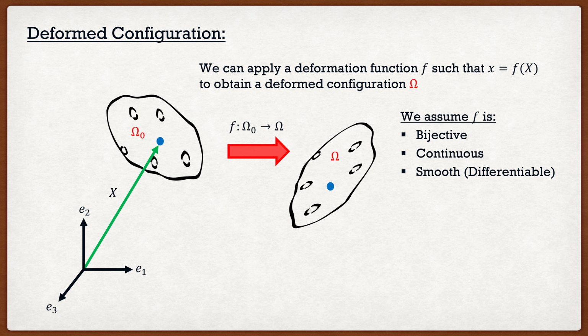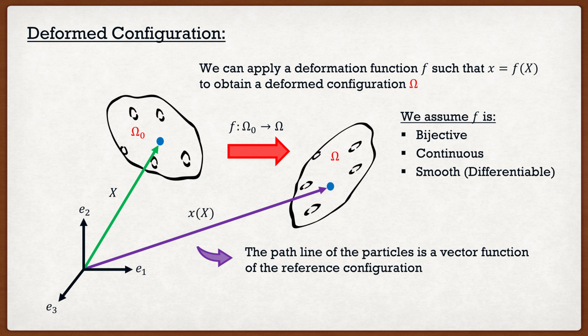All right, now that we know that, we can also say, well, if I had a vector that went from the origin to the point in the reference configuration, well, I can also have a vector that goes from the origin to the point in the deformed configuration.